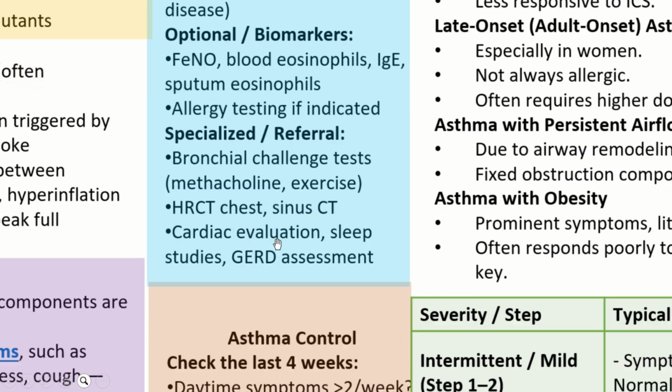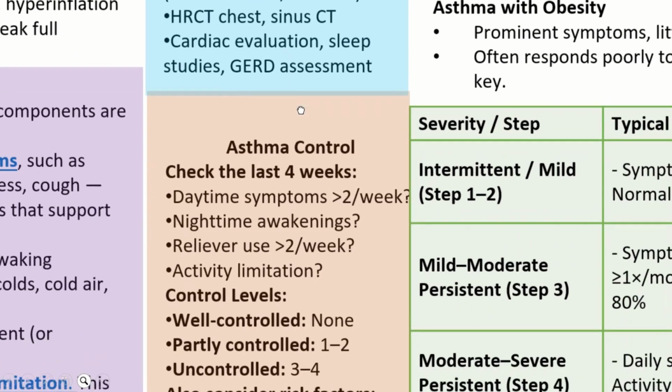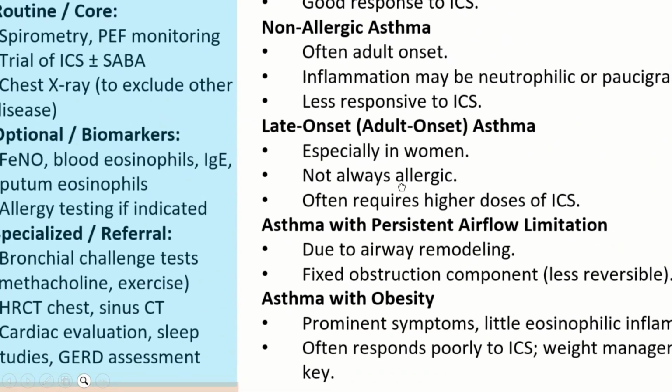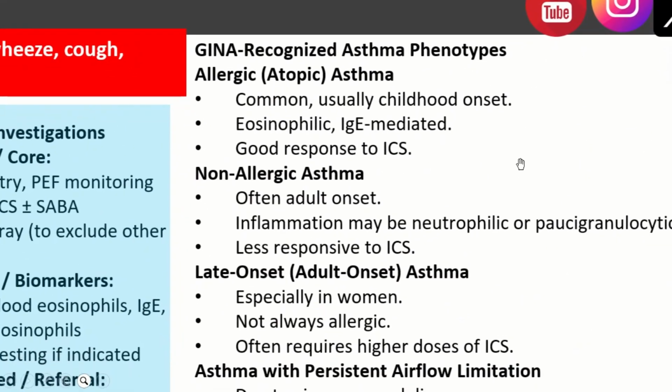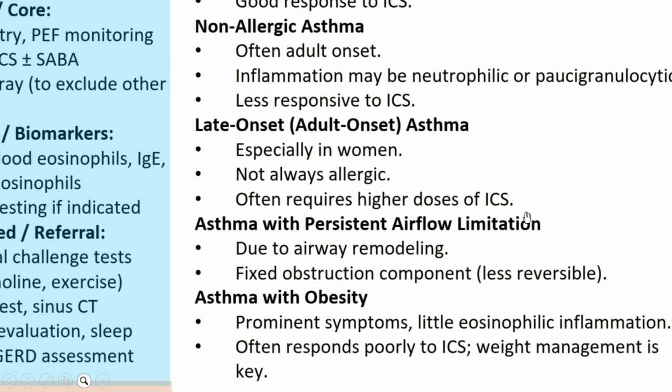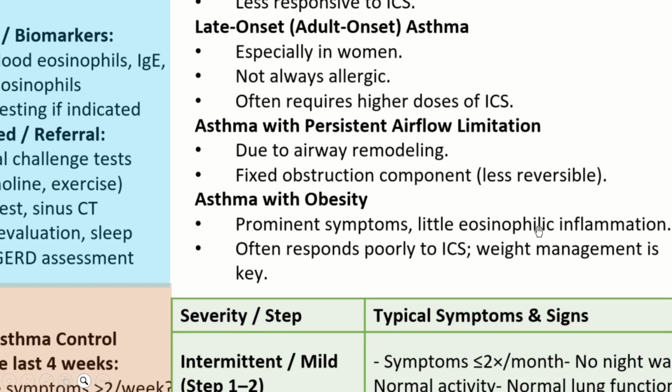So we have the GINA recognized asthma phenotypes, and these are, we have the allergic or the atopic asthma, and this one is a common one starting in childhood. We have the non-allergic asthma, we have the late onset asthma, we have asthma with persistent airflow limitation, and this occurs after years of airway remodeling. And then we have asthma with obesity that actually improves with weight management, but may not actually have a good outcome with inhaled corticosteroids.